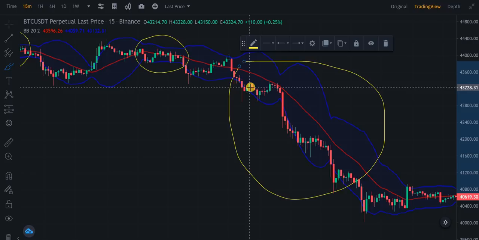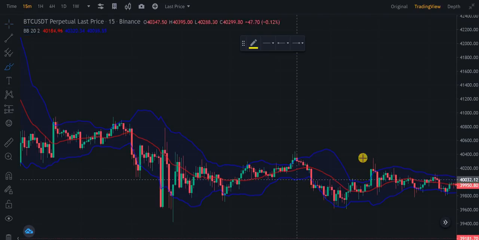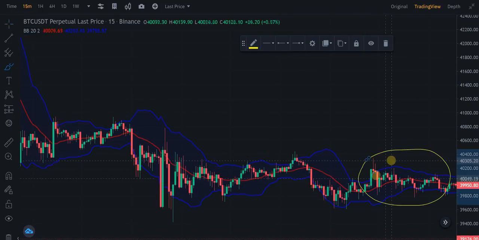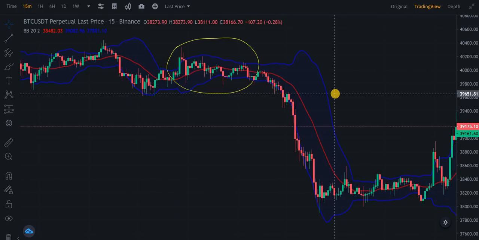Now let me show you another example of price contraction and expansion using the Bollinger Band. Right here is another example. You can see that the price was contracting. Now this shows that there is a decrease in price volatility, and soon after there was an increase in price volatility. This is another good example of price contraction and expansion. Once you've understood all these, now let's bring out the second indicator.